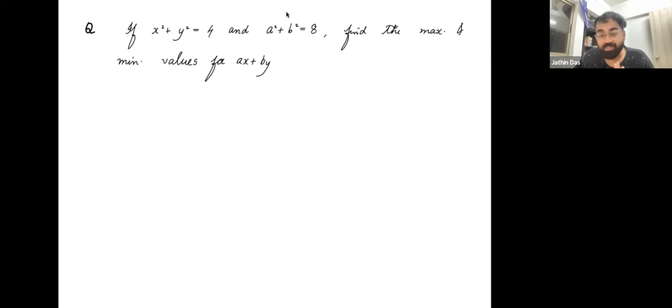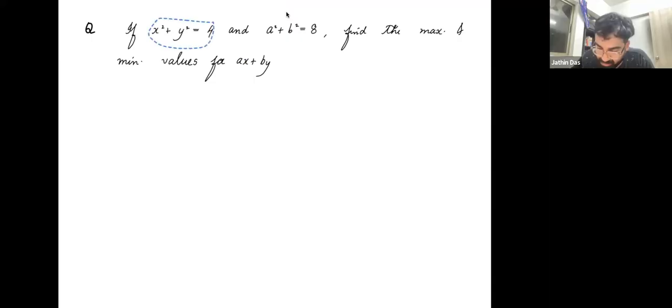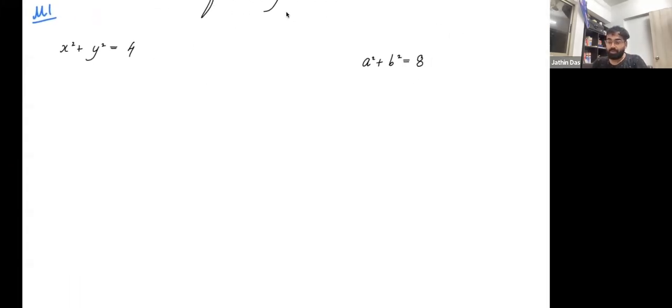If x square plus y square is 4 and a square plus b square is 8, find the maximum value of ax plus by. So I will see it separately like this. Two methods I'll teach you. One method, normal method, that is, you can say our level of method. And method 2 is like a 10 standard method. This manipulation you will get, you just have to think. Okay. Now listen.